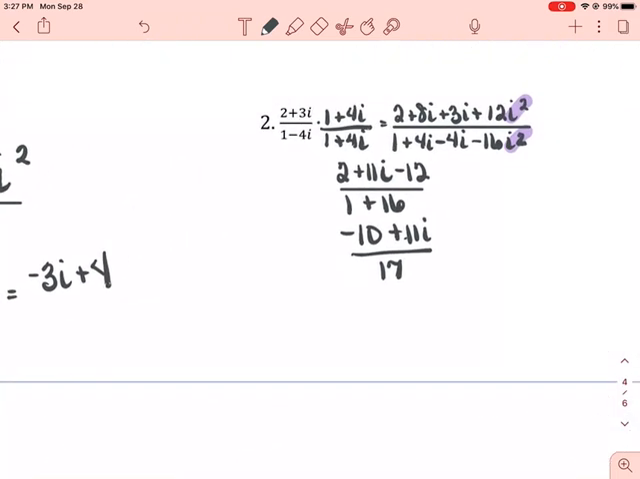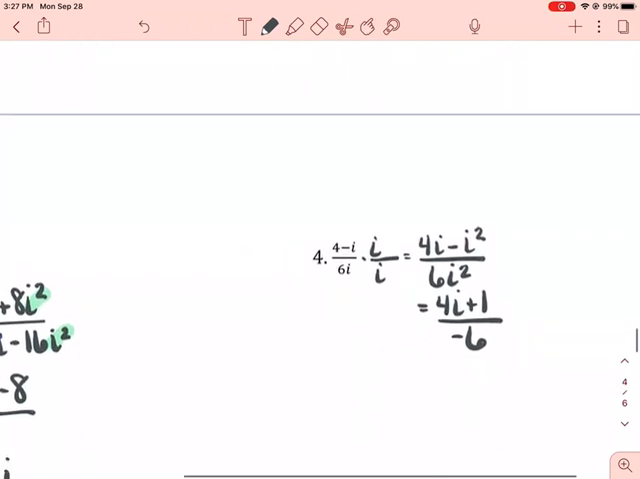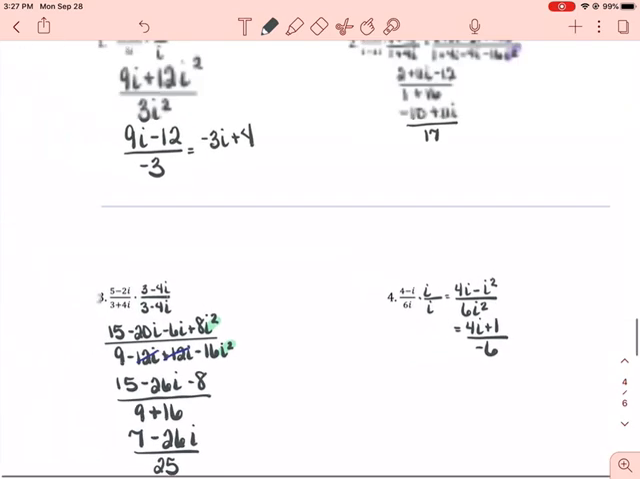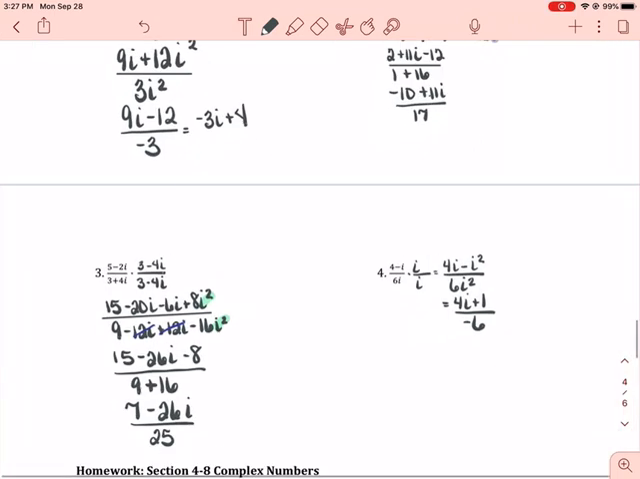All right, so 2, and do the whole shebang. You're going to multiply top and bottom by 1 plus 4i, which is the conjugate. Again, same thing, opposite sign in the middle. All right, I got negative 10 plus 11i over 17. Then in the next one, multiply top and bottom by i. We're going to get 4i plus 1 all over the negative 6.